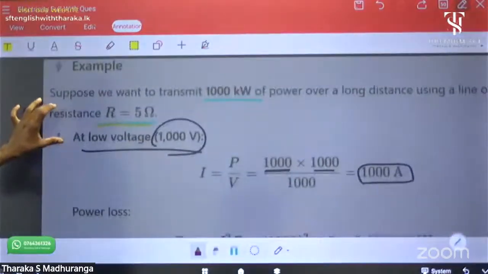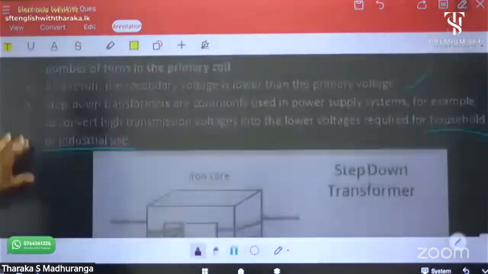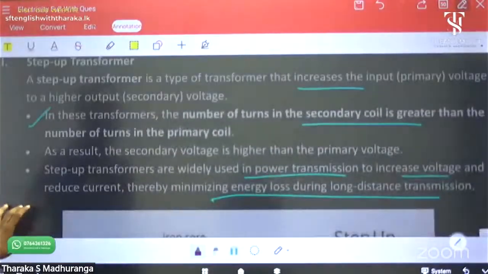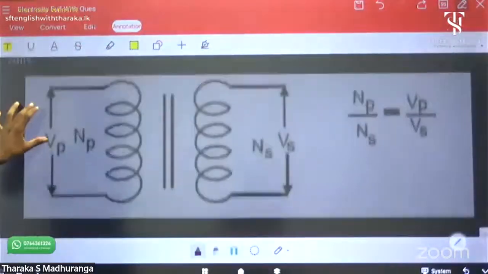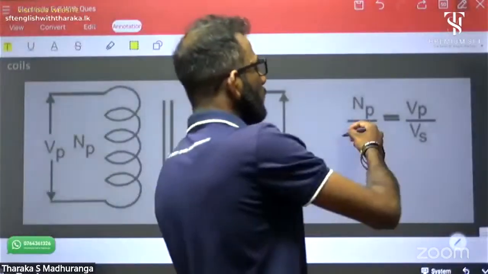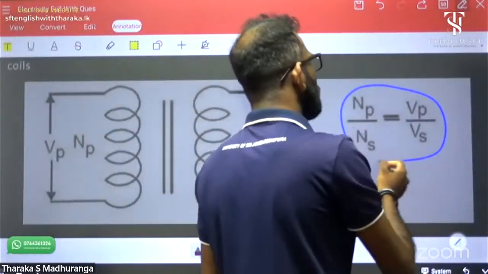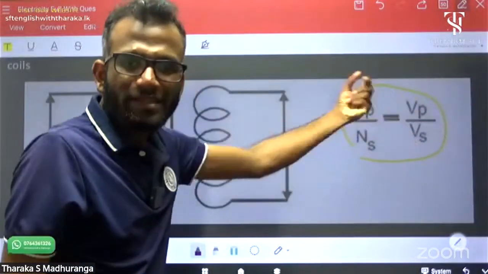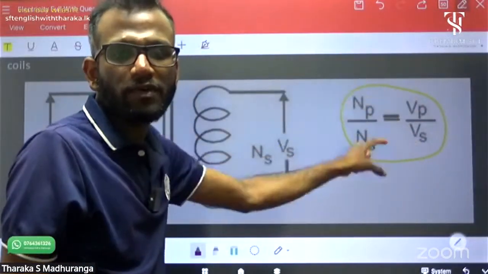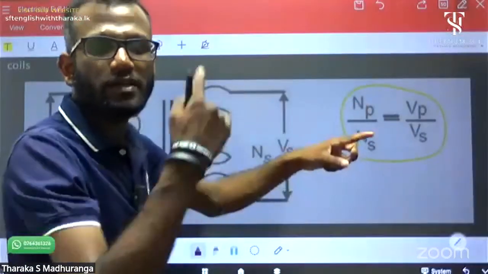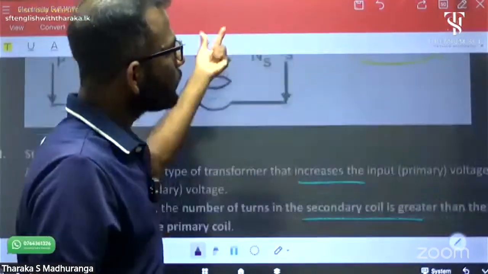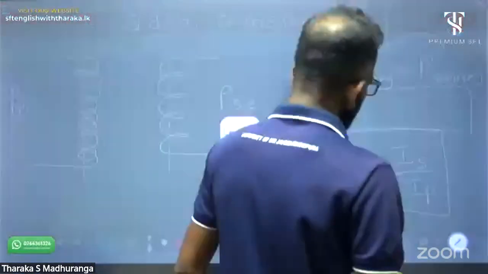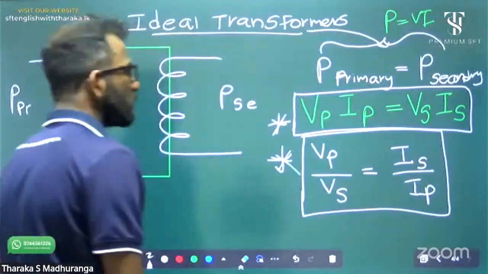In this part also I gave this equation, right? This one: Np over Ns equals Vp over Vs. That means the voltage ratio is equal to the number of turns ratio. Now we have two equations according to the ideal concept.